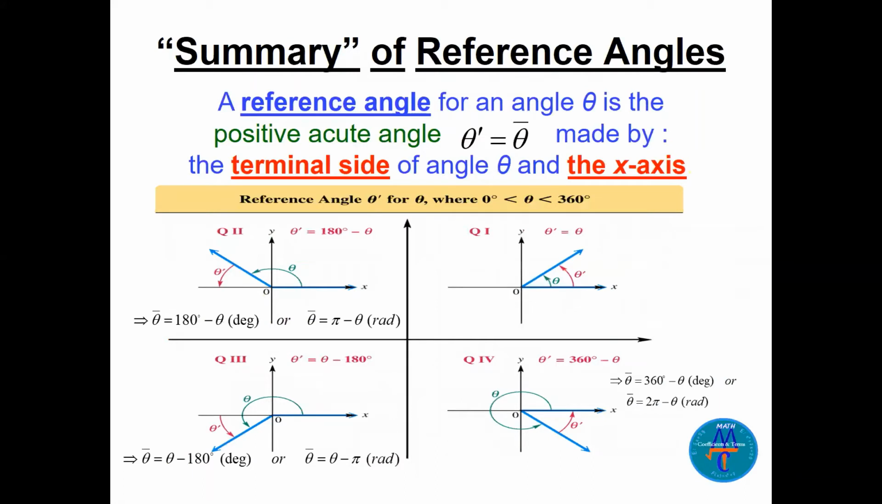Now this is the summary of all the quadrants. This is quadrant 1, this is quadrant 2, this is quadrant 3, this is quadrant 4, the same as I explained before, but this is on one slide.